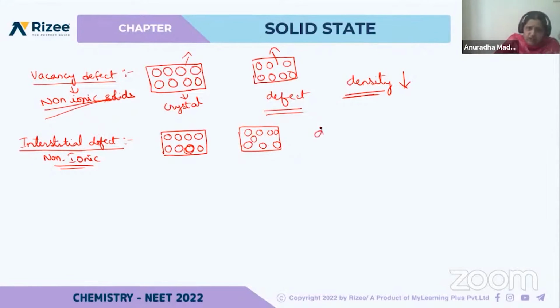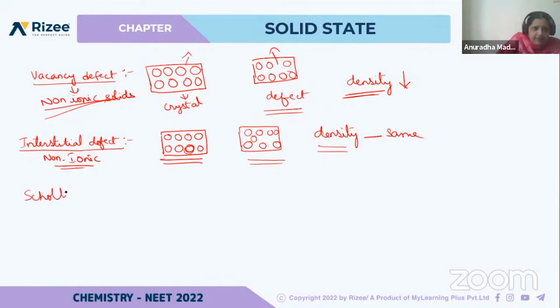Does density change in this case? No, density will be the same in the perfect crystal and in the defective crystal, because no particle goes out of the crystal. Internal rearrangement happened and the particle stays in the void place. So there is no change in density.